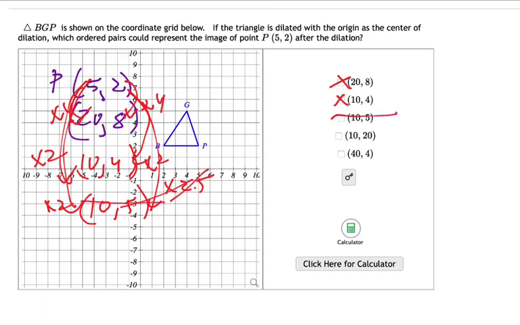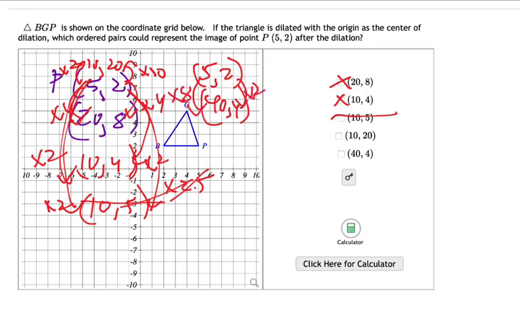Obviously, (10, 20) is not going to work because we would be multiplying by 2 there and by 10 there. And remember, we're starting with (5, 2). (40, 4) obviously is a no as well because we're multiplying by 8 for the x value and 2 for the y value. You would have to be multiplying both the x and y value by the same value. So both of those could be ordered pairs that would represent the image of P, in other words, P prime after a dilation.